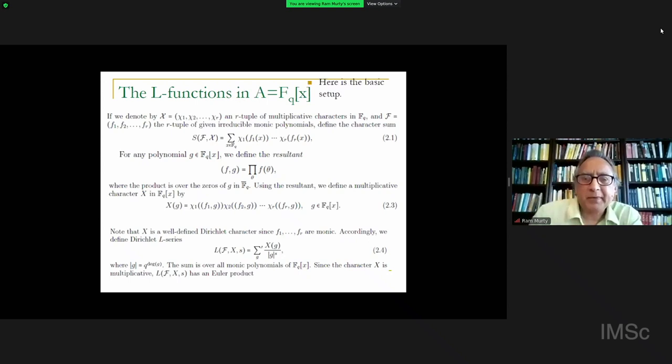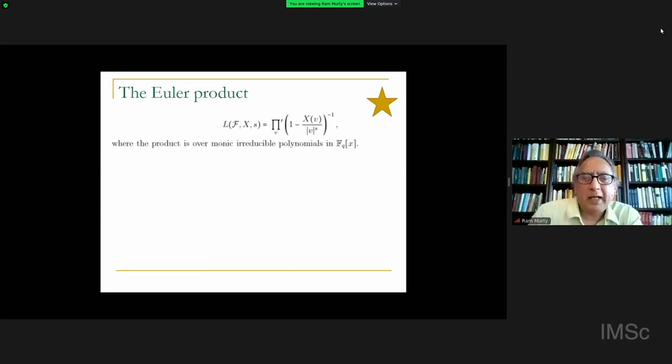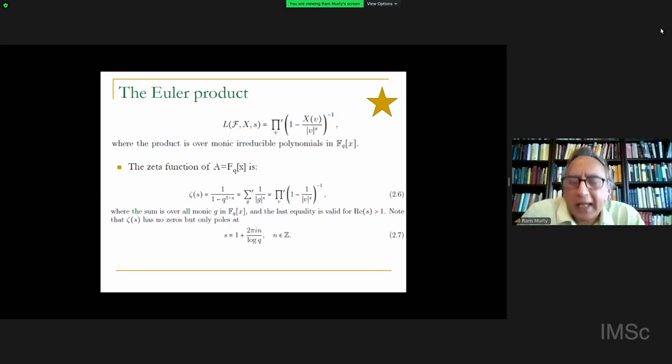So here's the basic setup. The Euler product is as you expect it to be. But because you have the Euler product, you can analyze it. For example, in the simplest possible case, when you take A equals F_q[x] and write down the corresponding zeta function, it turns out to be a very simple function. From this particular zeta function, by the way, you can rederive the formula for A_n, the number of irreducible polynomials of degree n that I mentioned at the outset.